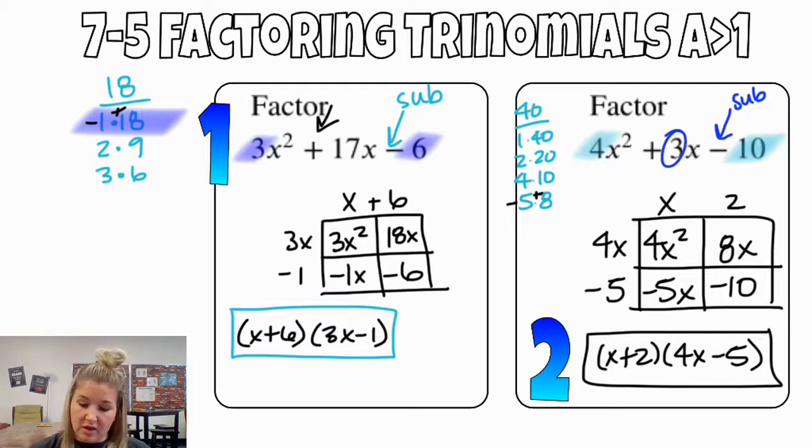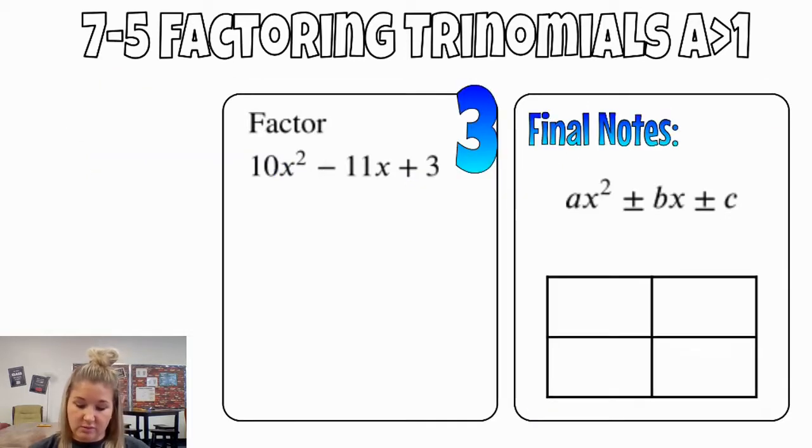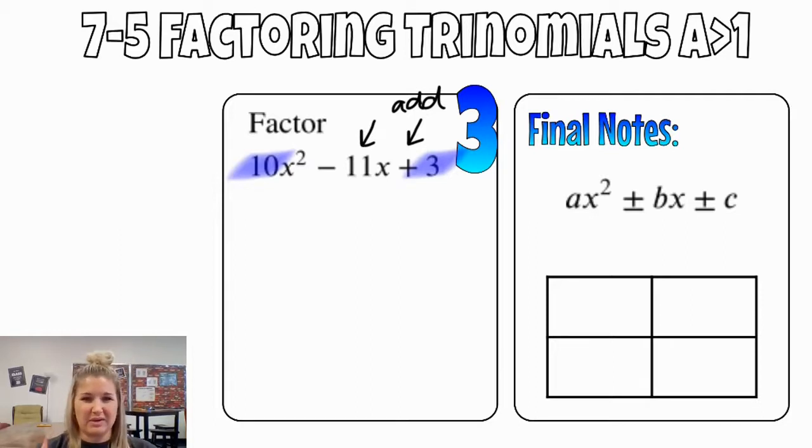All right, and so now the last one we have is 10x squared minus 11x plus 3. So notice I'm going to find factors of 30 that add. So 10 times 3 gives me 30. Since this is a minus sign in the middle, I know that the two factors are going to add to give me 11. So here's where it gets kind of tricky, because remember when the sign in front of my C is positive, both factors are going to have a negative sign.